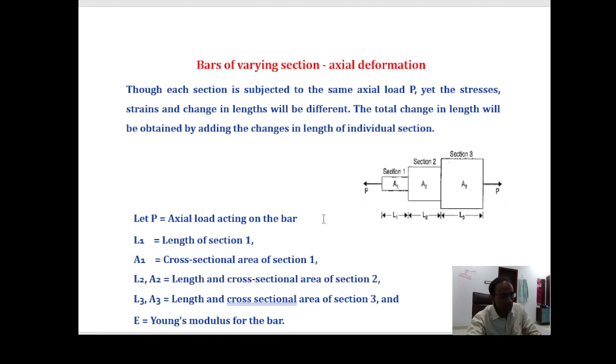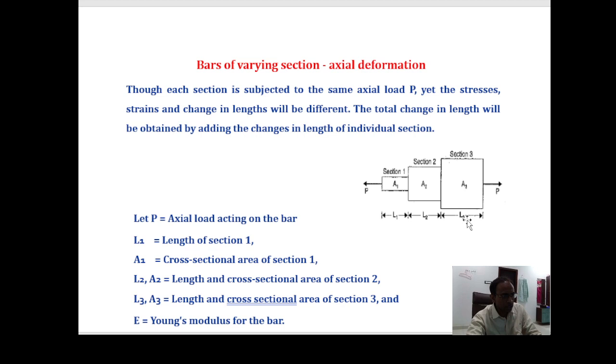In such a case, I may be asked to calculate stresses, or I may be asked to calculate the total deformation resulting from the kind of loading applied here. So if we look at the terminology, the details of each of the bars: P is the force acting, and A1, A2, A3 are the cross-sectional areas of sections 1, 2, 3 respectively, and the corresponding lengths are L1, L2, and L3.